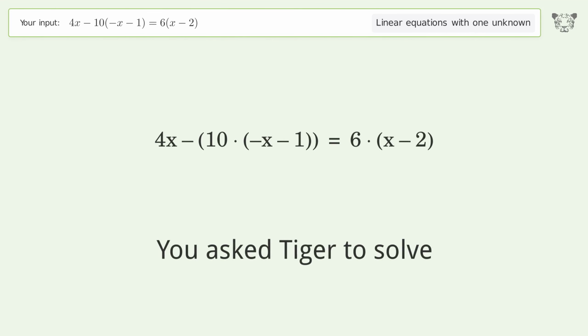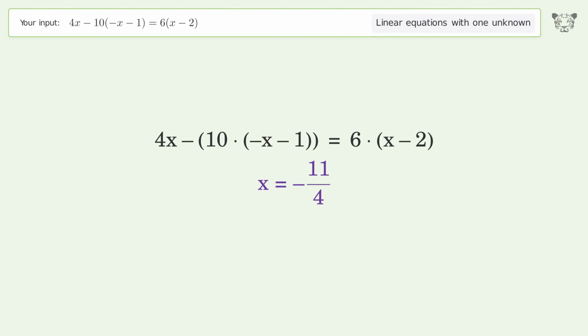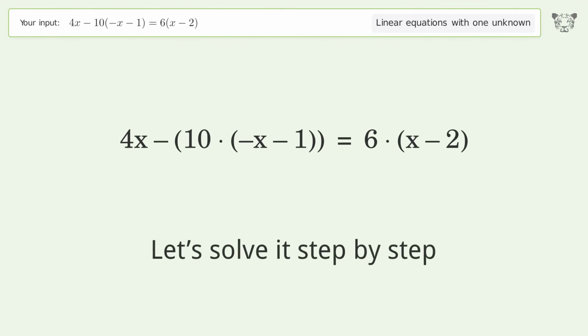You ask Tiger to solve this. It deals with linear equations with one unknown. The final result is x equals -11/4. Let's solve it step by step.